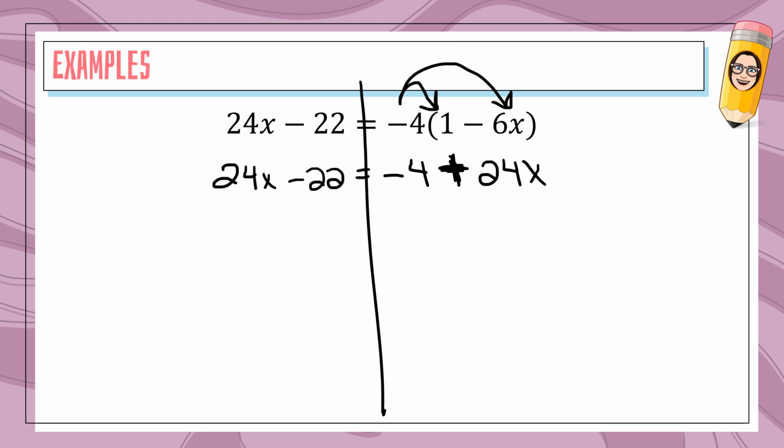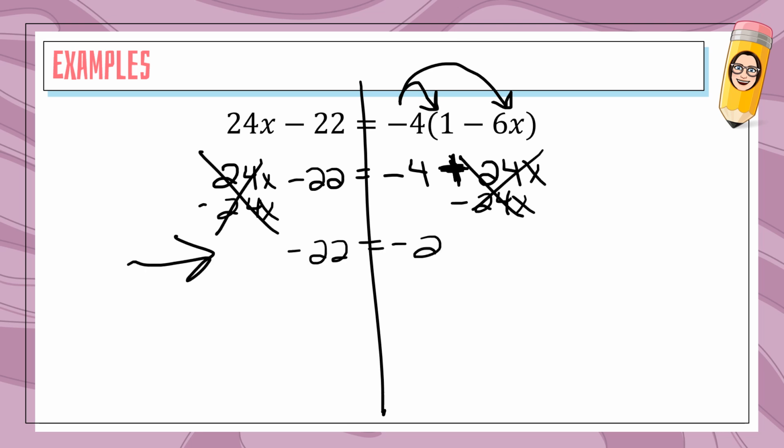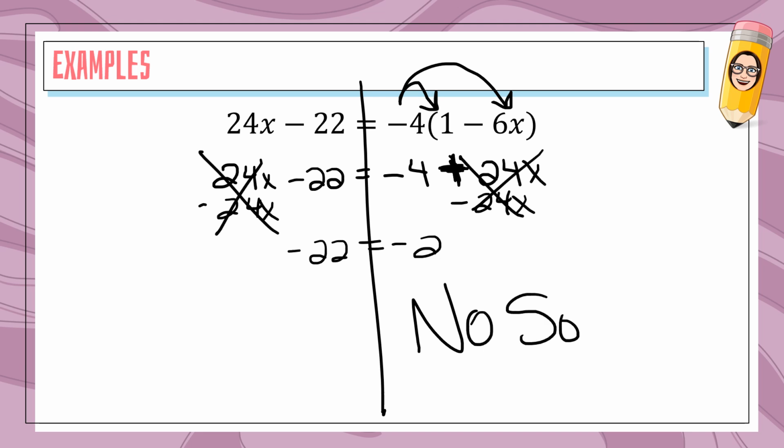Next step, no combining. Move a variable. Hold up, my variables are the same. This is a special one. Show me the work. Instead of positive 24x, let's minus 24x. Oh no, my letters went away. Don't stop, drop down. I need an equation statement. I need this. This is the reason why I have my word answer. Negative 22 is not even close to equaling negative 2, so therefore this is a no solution.